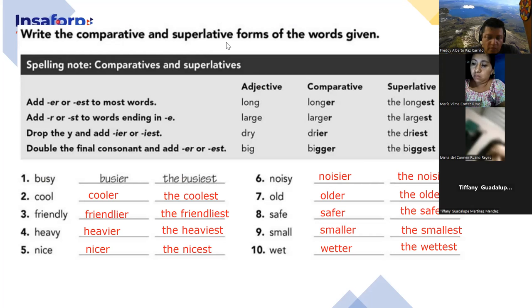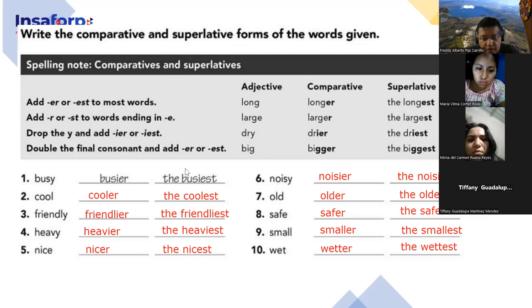Yesterday, no, let me see. Yesterday it was a busier day than today. And this month it was the busiest month in the year.